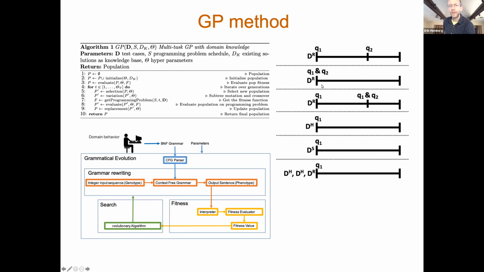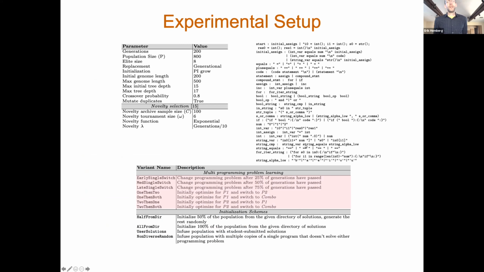To the right here is the schematic of how we change the programming problems. Well, we start with some problem Q1, and then later on we switch to Q2. We could do Q1 and Q2 at the same time, or we could also look at first Q1 and then we try to solve Q1 and Q2. The ones below show different types of initialization. So then the setup we're looking at here is, again, we have 200 generations, quite a large population size of 800.